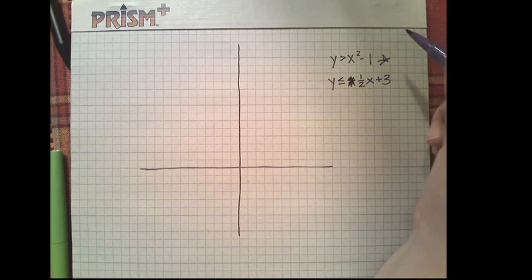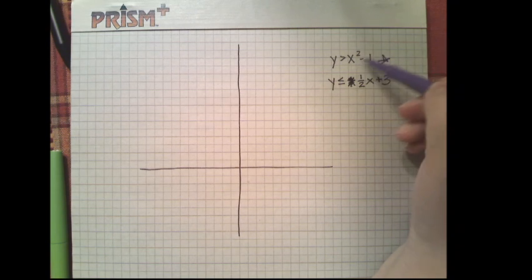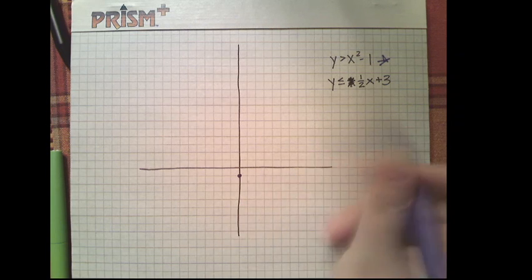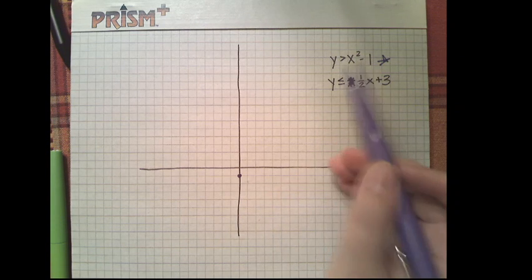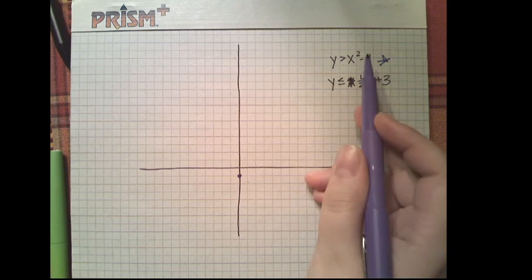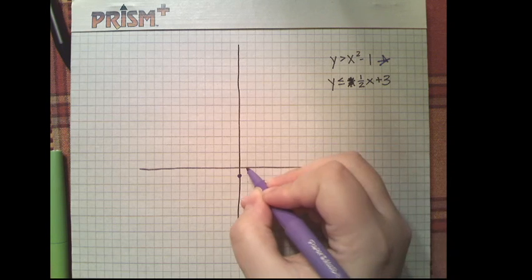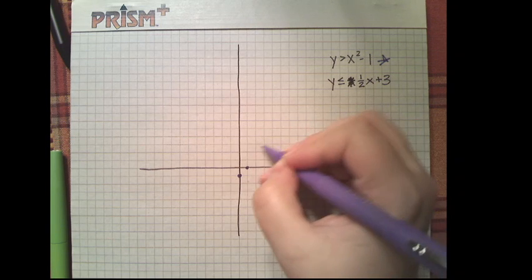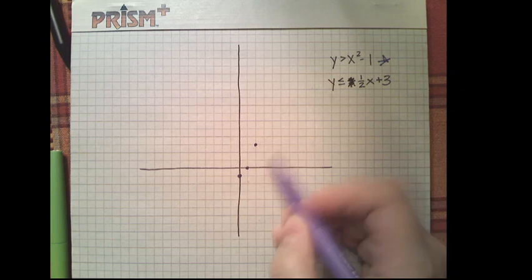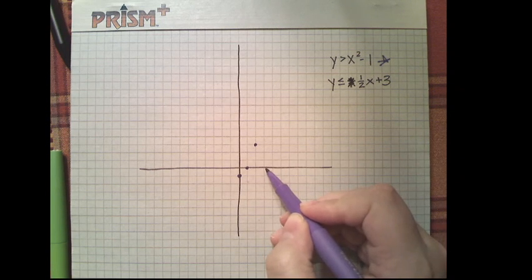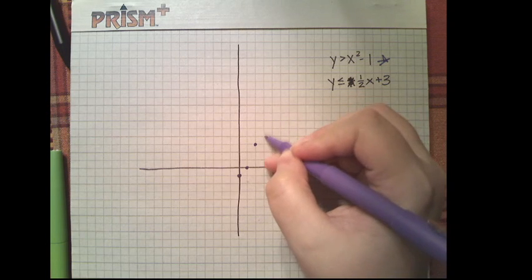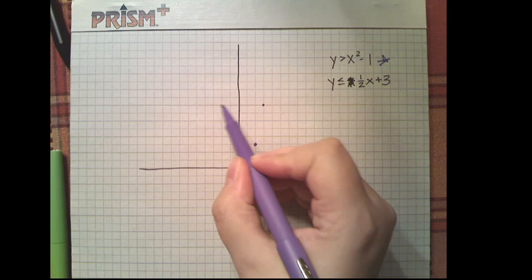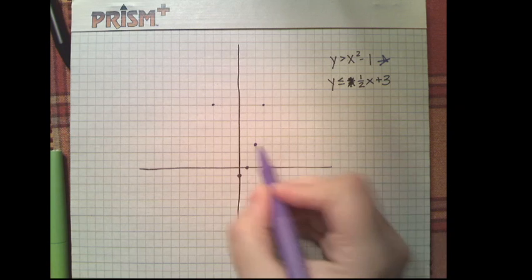Y is greater than x squared minus 1. It's got the squared, so it's a parabola. And I can just plug in points. Plug in 0, minus 1, I get negative 1. 1 squared is 1, minus 1 is 0. 2 squared, 4, minus 1 gives us 3. 3 squared is 9, minus 1 gives us 8. And then I'm going to reflect it across.